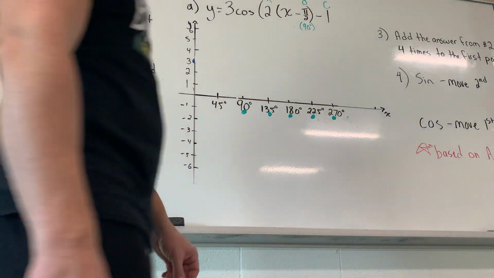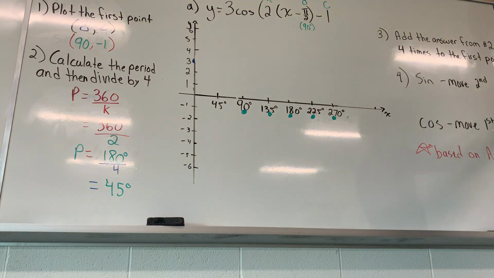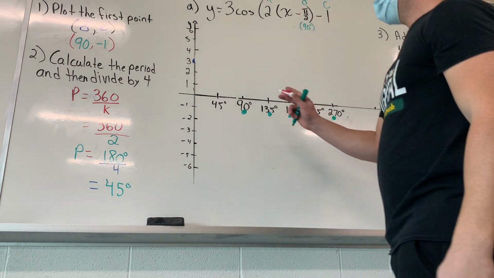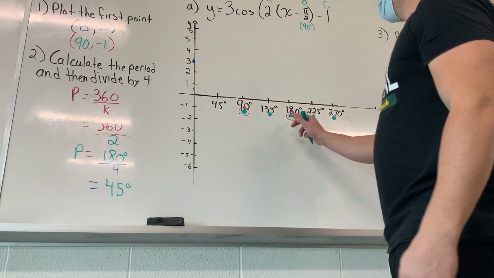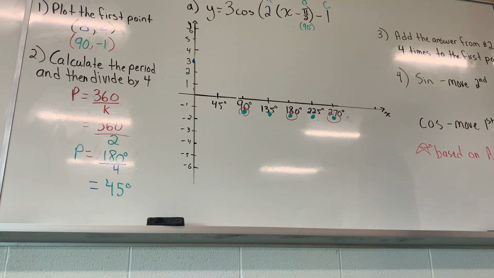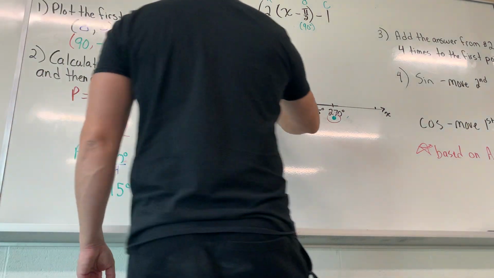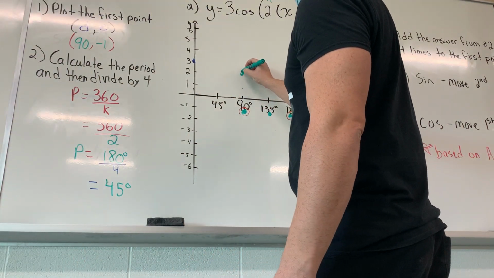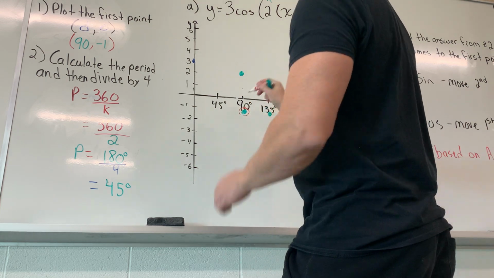And last step, if it's sine, we move the second and fourth points. If it's cos, we move 1, 3, and 5. What do we have? Sine or cos? Cos, so we're gonna move 1, 3, and 5, and we're moving them based on the amplitude. What is my amplitude? 3. Positive or negative 3? Positive. So I'm going to go up 3. 1, 2, 3. So this one's going to go up.